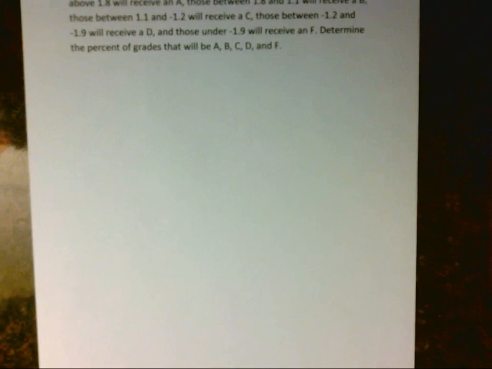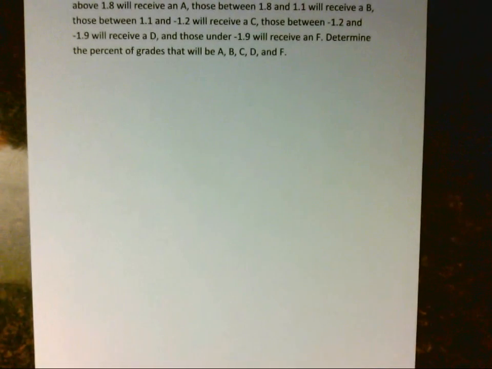Grading on a normal curve. Professor Snape marks his class on a normal curve. Those with Z-scores above a 1.8 will receive an A. Those between a 1.8 and a 1.1 will receive a B. Those between a 1.1 and a negative 1.2 will receive a C. Those between a negative 1.2 and a negative 1.9 will receive a D. Those under a negative 1.9 will receive an F.